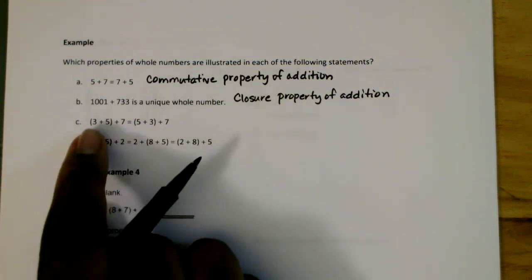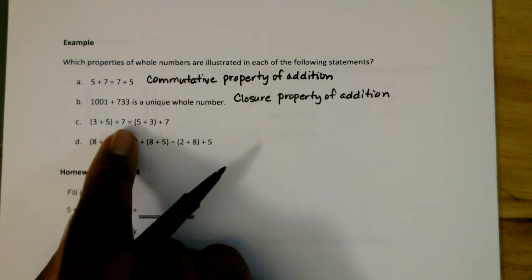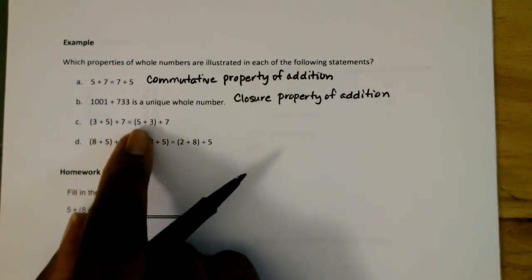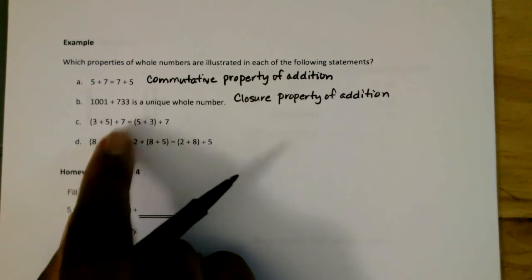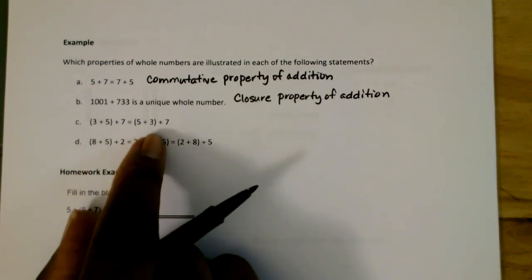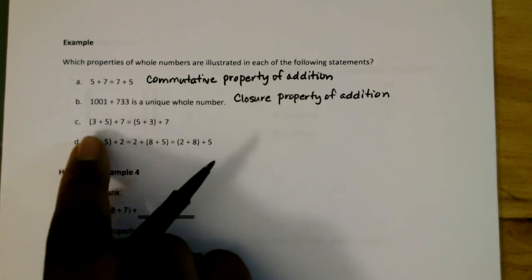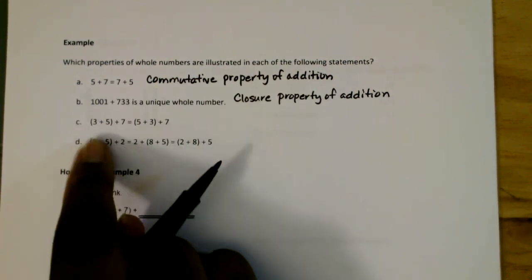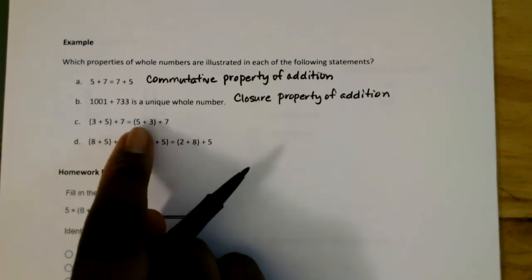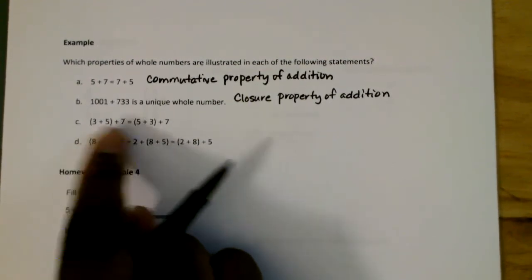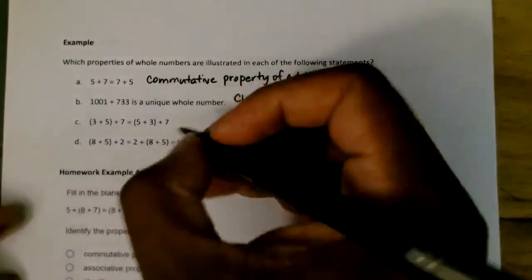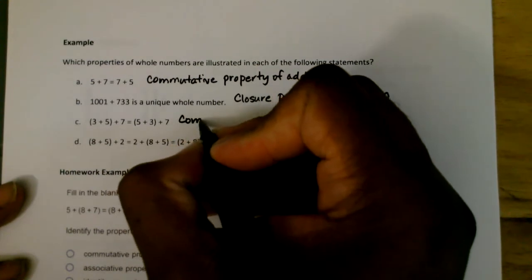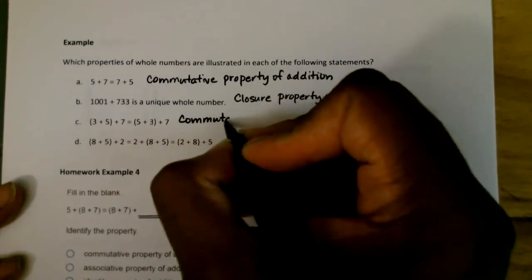Now in part C, we got 3 plus 5 in parentheses plus 7 is equal to 5 plus 3 in parentheses, and then plus 7. Now you want to be very careful here because you might see the parentheses and think that this would be the associative property, but that's not always the case because you have to look at what's going on inside the parentheses. 3 plus 5 and then 5 plus 3. Notice that the order has changed. And when the order changes and you still get the same sum, that would be the commutative property of addition.